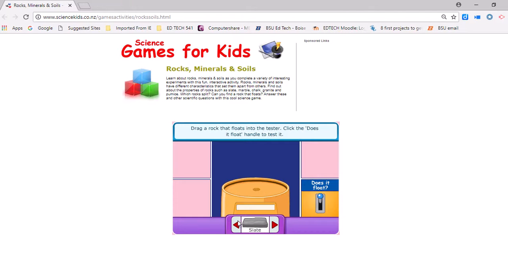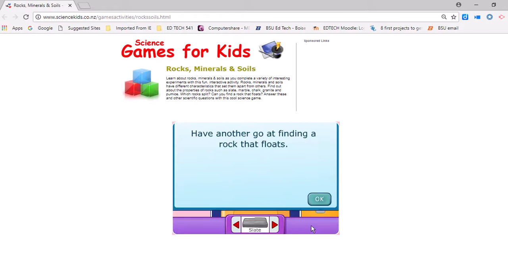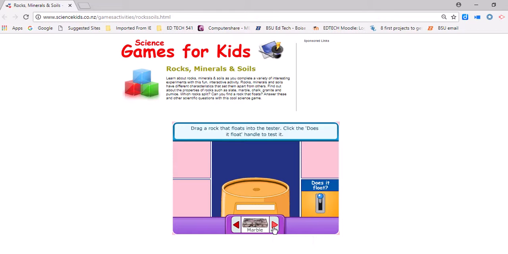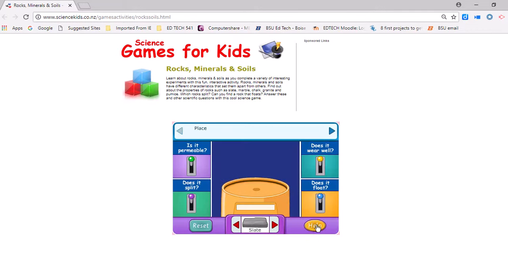So it starts out with they're going to test what things float, and at the bottom here they show different types of materials, and they drag it up to the tester and they click on it. And again, as with some of the other simulations, having students record their attempts and their experiments to find out about different types of rocks. So here was floating. Now they go into 4 other characteristics.